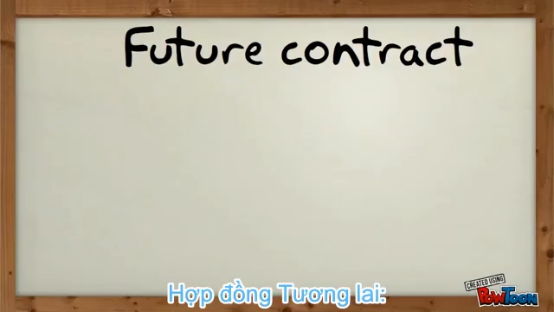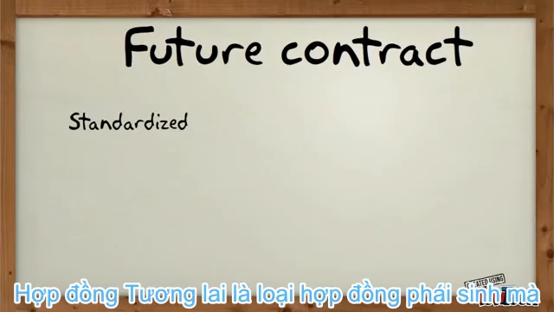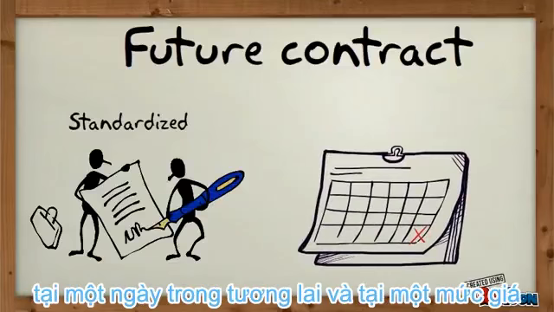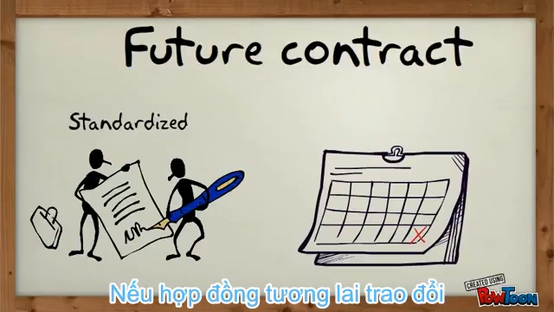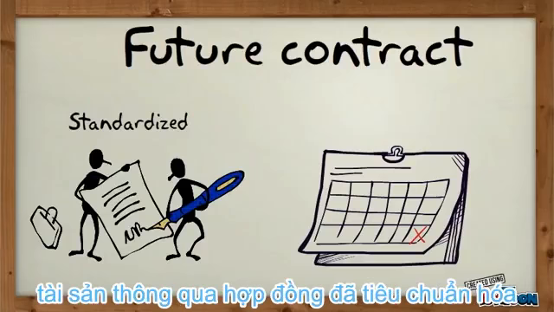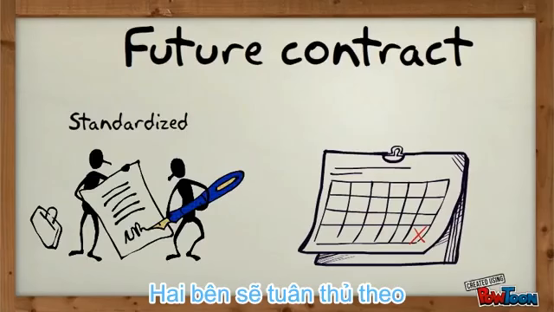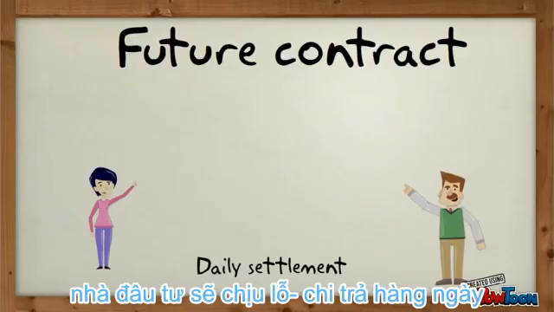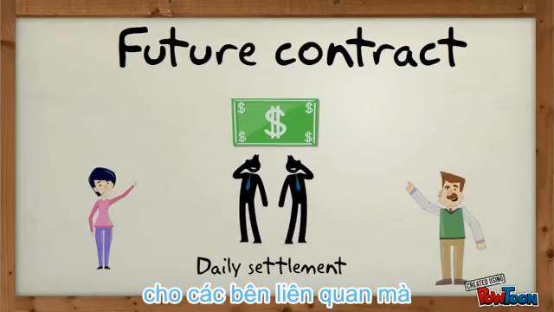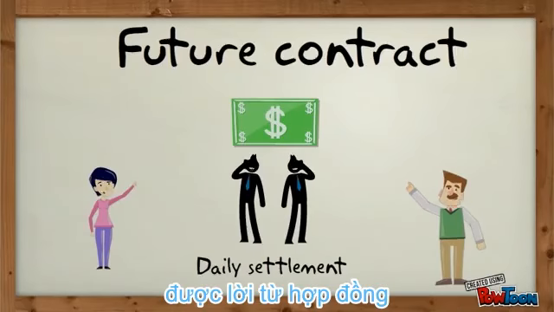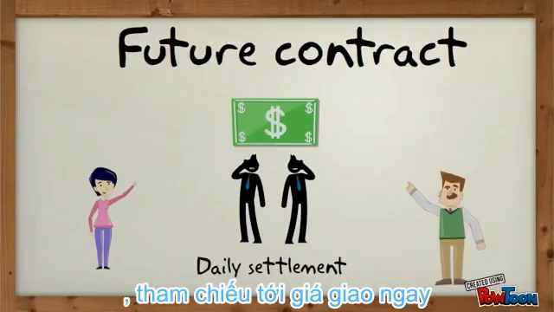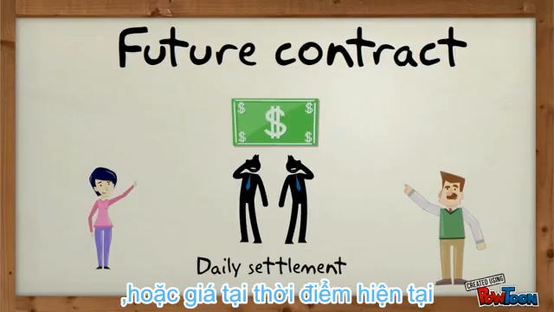Future contracts. A future contract is a type of derivative where the parties agree to buy or sell a good at a future date and price. The future contracts exchange the assets under a standardized contract. They are subject to a daily settlement procedure. In the daily settlement, investors who incur losses pay every day to the parties involved, who make profits out of the contract. The future contracts are usually written in reference to the spot or today's price.